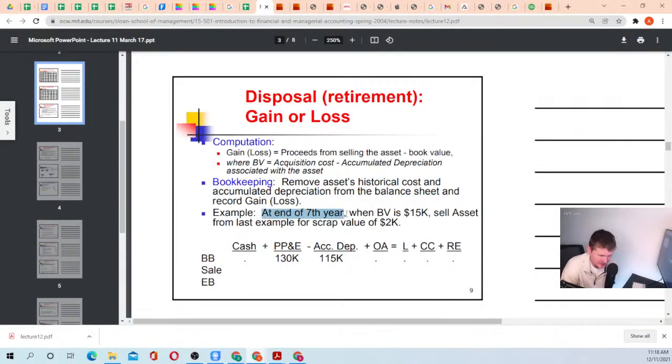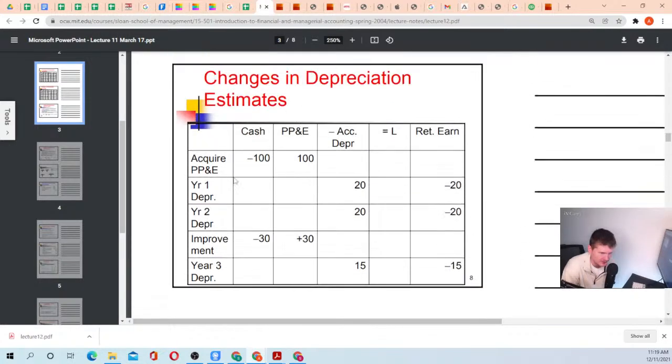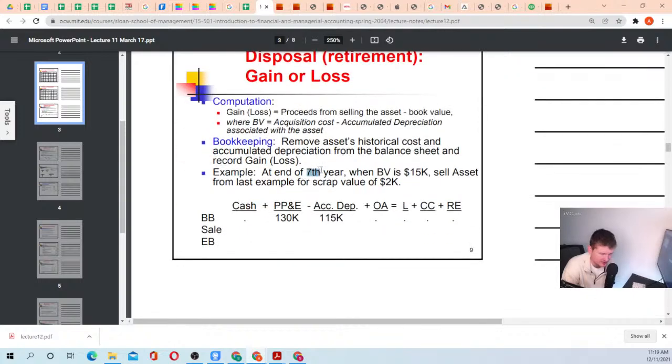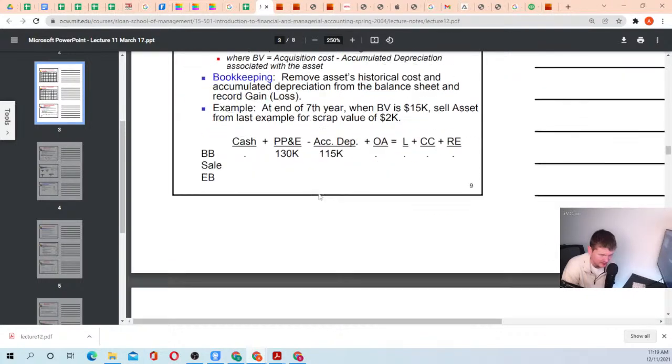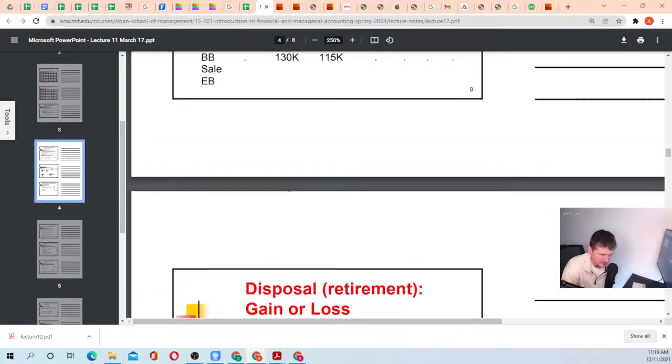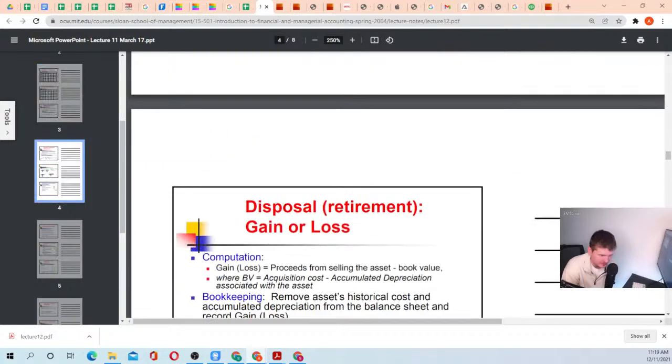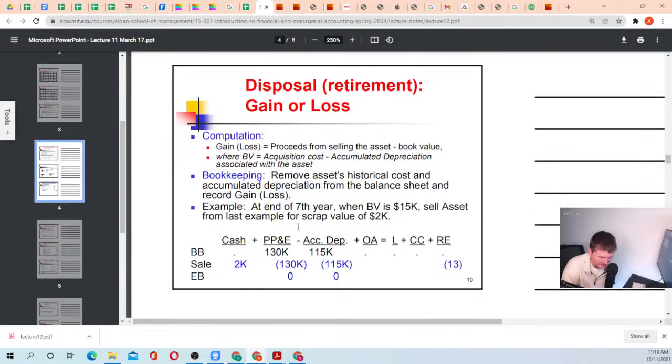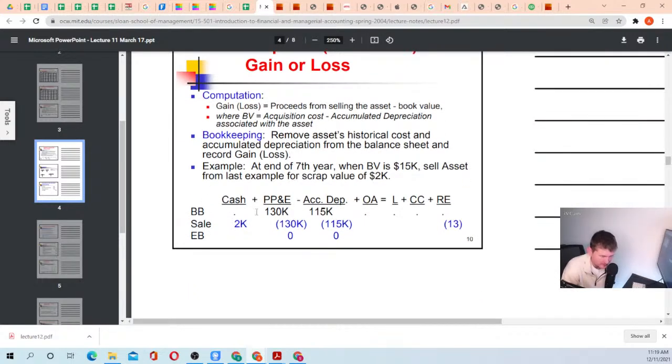At the end of the 7th year, when book value is 15,000, sell the assets from the last example for a scrap value of 2,000. So they also referred to this example, but they wanted us to depreciate it for 7 years. Let's see, is it all the same? Yeah. So basically we got 2,000 cash, and we removed the assets from the books.